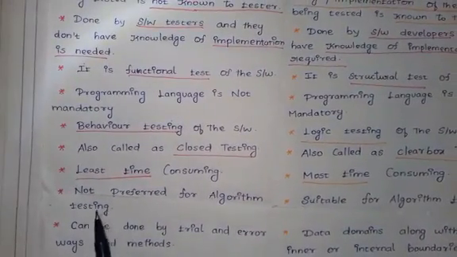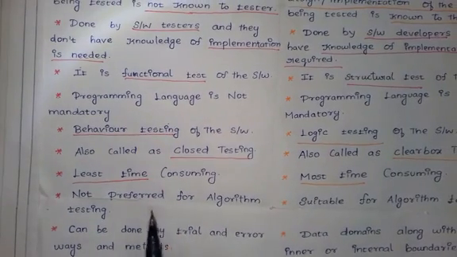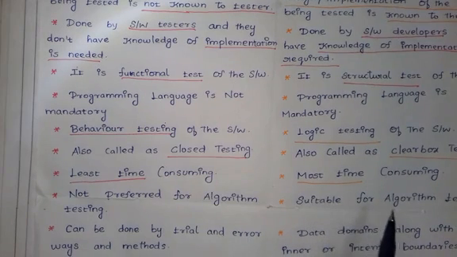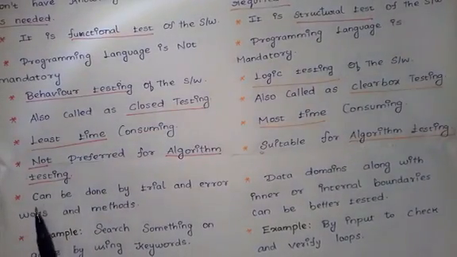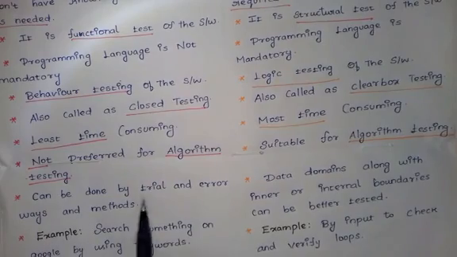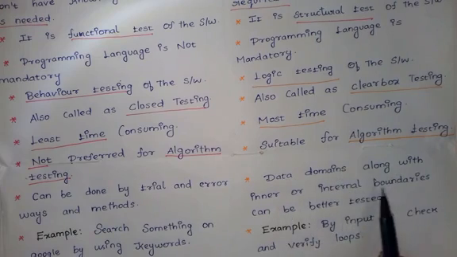Eighth point, black box is not preferred for algorithm testing. This structure doesn't have coding, so we don't need the algorithm test. But white box testing needs algorithm because it is coding based testing. The ninth point, black box can be done by trial and error methods. Here, data domains along with inner or internal boundaries can be better tested.